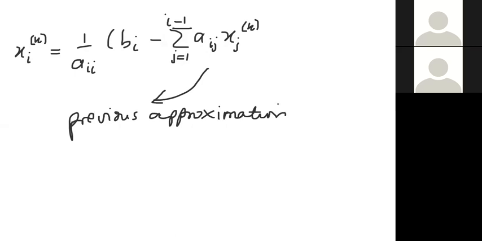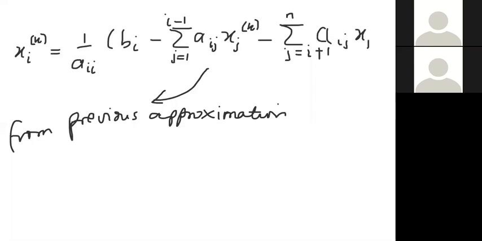I'll get these and substitute them in there. And those which I haven't found, I'll write them the way they are: summation from j equal to i+1 up to n of aij xj to the power k-1. Right? That's what we are going to do. So in general, it can be written in that way. Of course, we know i is from 1 up to n.